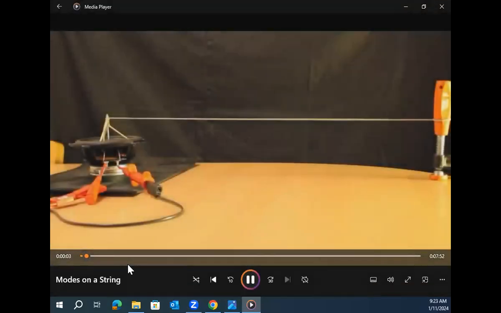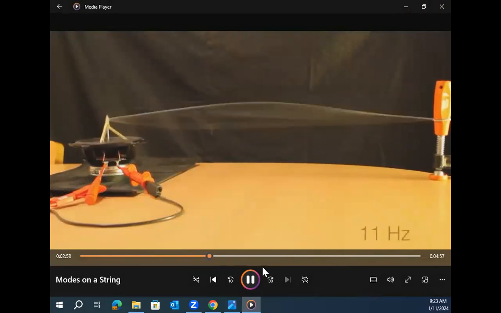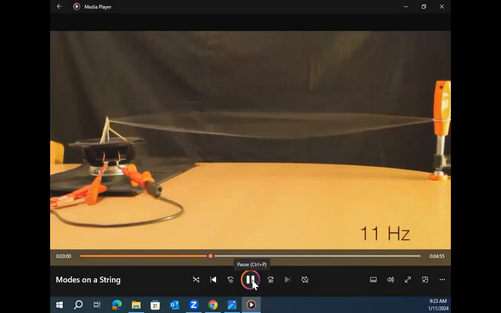So if you have an oscillator, here's an oscillator on the left, and a string tied to the right side. Then they start this thing oscillating. Okay, so 5 hertz. Great, not super exciting, but what if we up that frequency? Ooh, that looks like a standing wave right there. Call that 11 hertz.